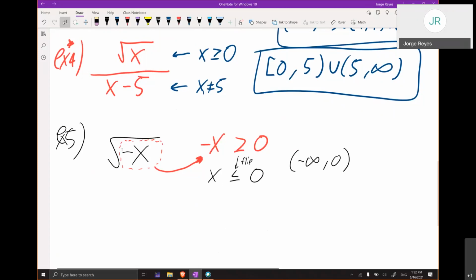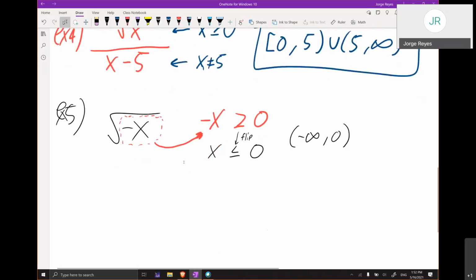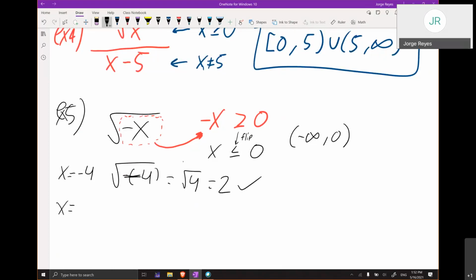And we see that this works. Let me just show you. If I plug in negative 4, the negatives cancel out, so you just get the square root of 4, and that's 2. Everything's fine. But as soon as I try to plug in 1, well, that's a problem. Bad. So that's the domain.